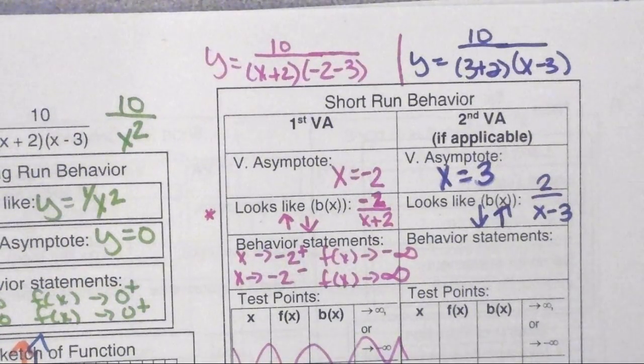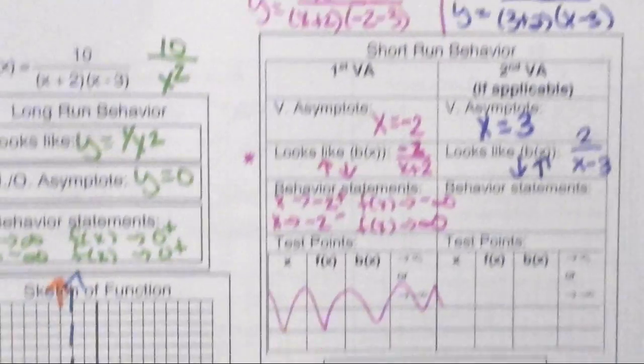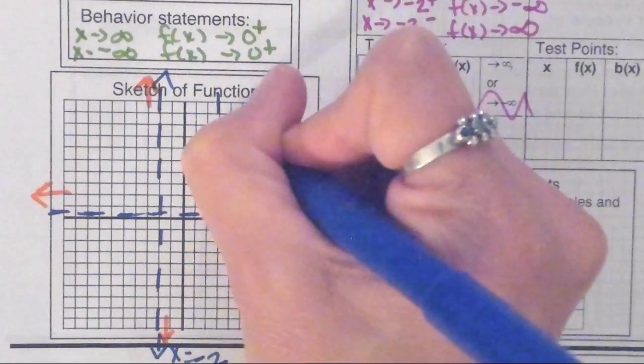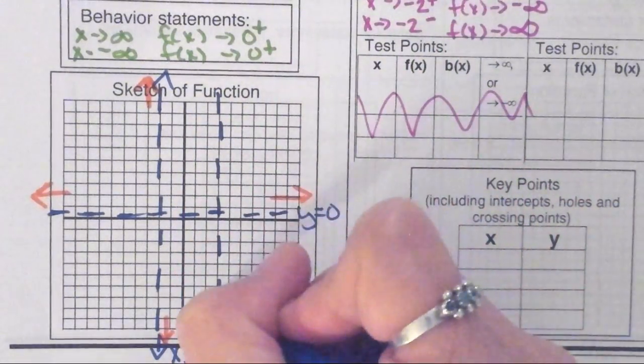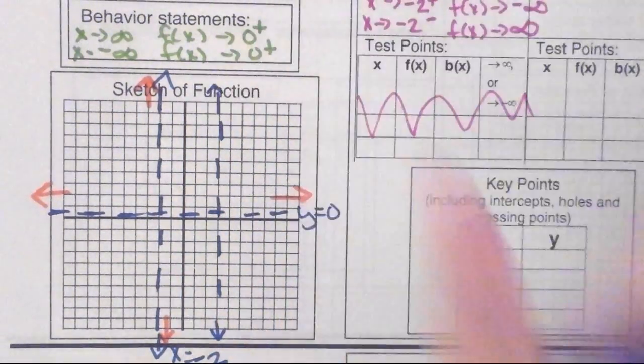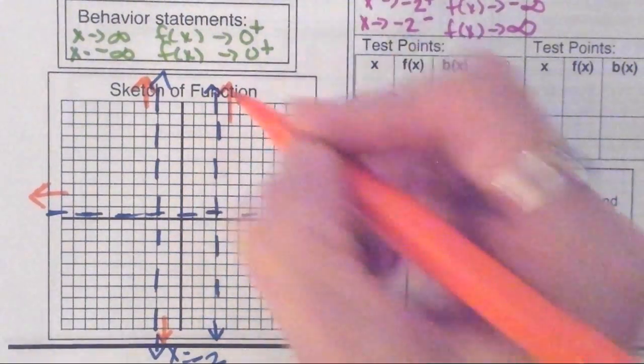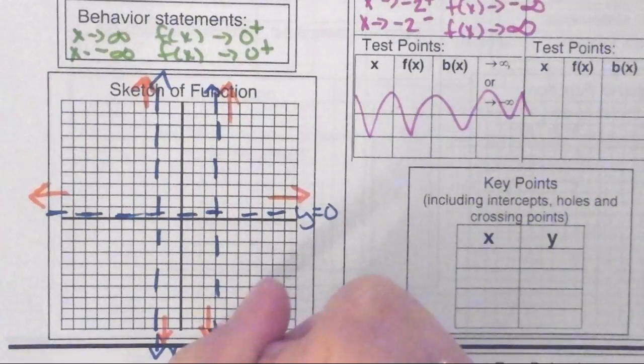Okay, so I go to my graph. Everybody ready for the graph? And on the graph, I go draw my line at x equals 3. And you just told me that on the right side of this line, I'm going to go up, but on the left side, I'm going to go down.